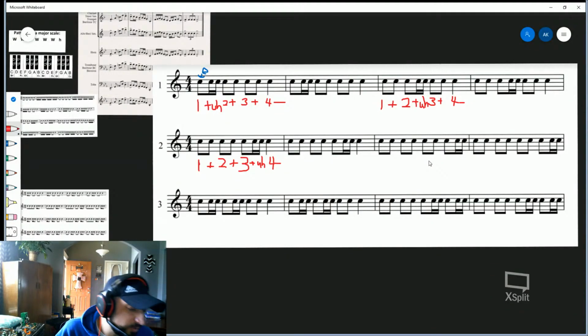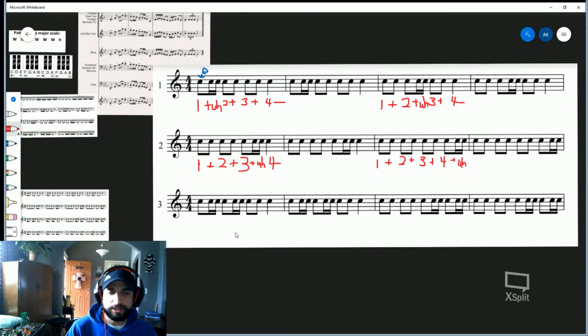Look at measure 3 and measure 4. That rhythm that we're talking about happens on beat 4. So we have 1 and 2 and 3 and 4 and a. You have to wait till the very end. 1 and 2 and 3 and 4 and a.